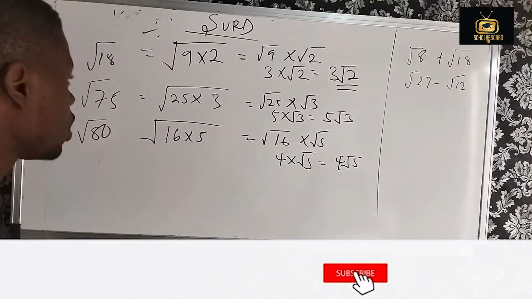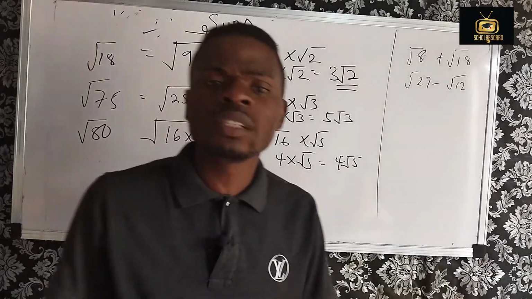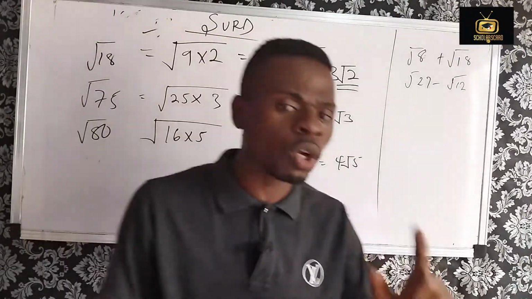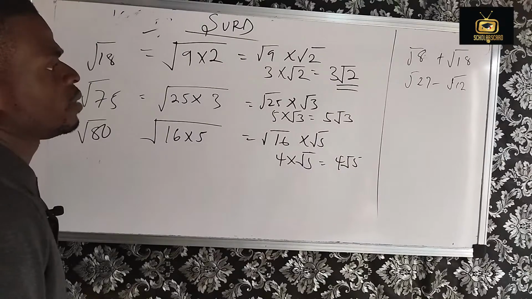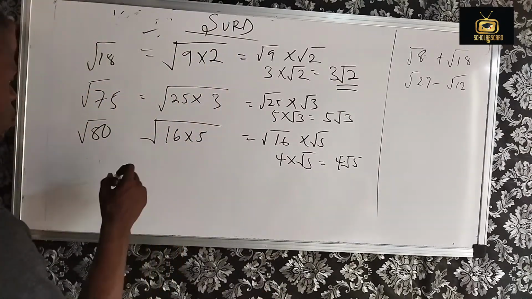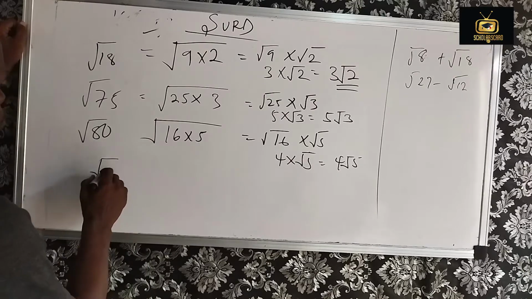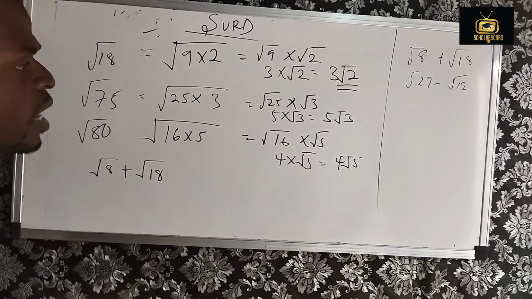Now in this place, we are going to look at a question here. We want to look at addition and subtraction of surds. So we have a question here. We have root 8 plus root 18.